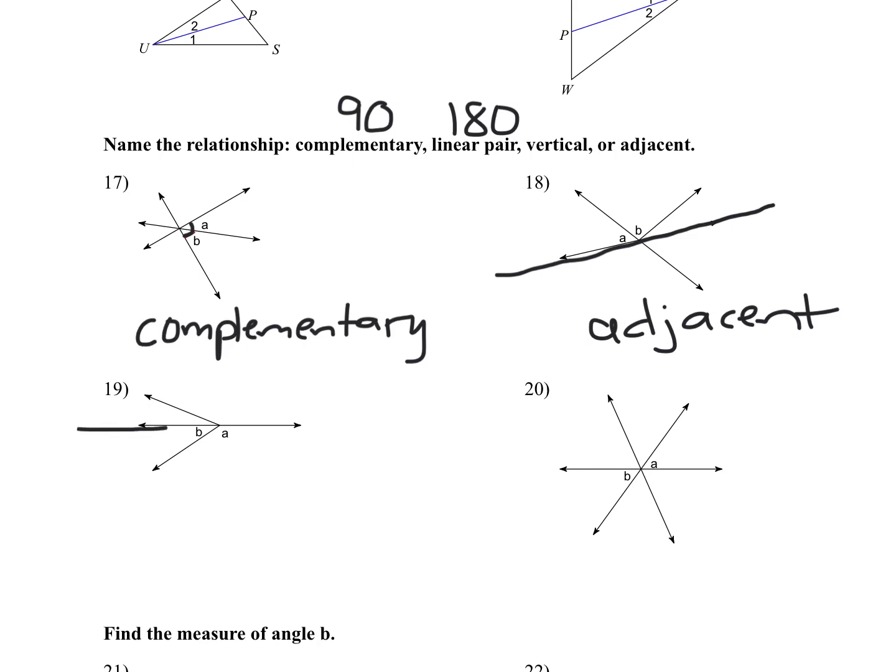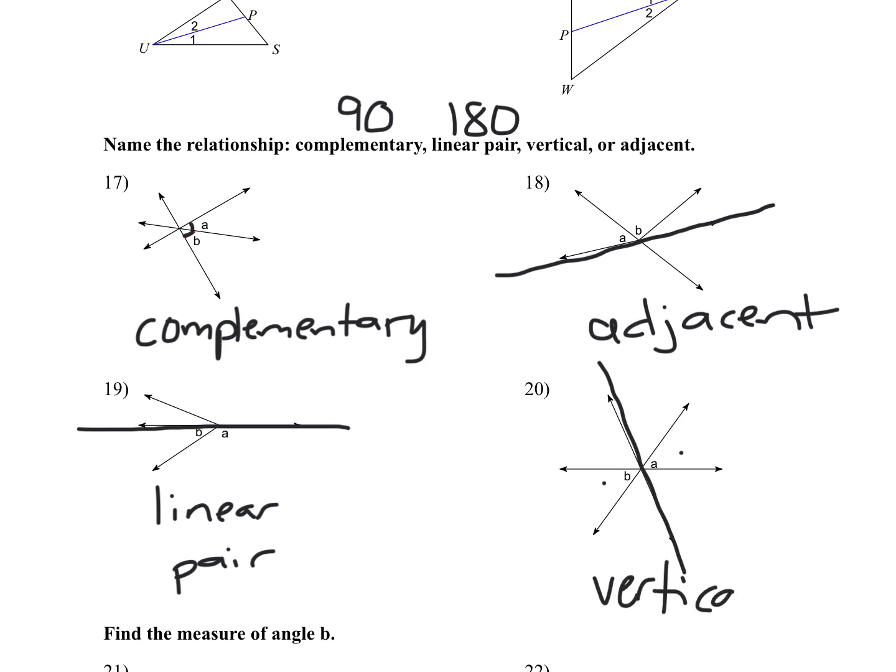19, find our straight line. What do we notice? They're on the same side, so what does that mean? They're a linear pair. 20, A and B. Here's our straight line. Are they on the same side? No, they're vertical. They're right across from each other from the intersection, so that means they are vertical angles. Are we good with vocab there?